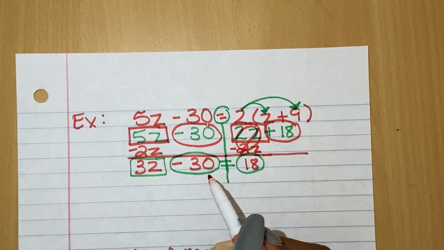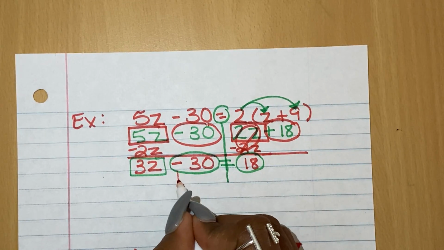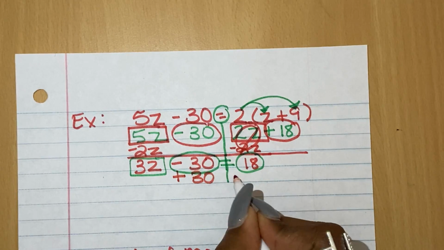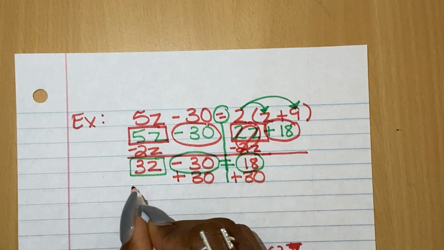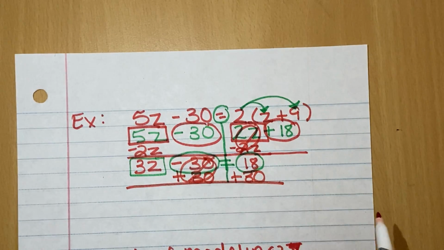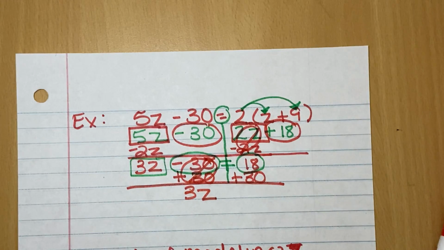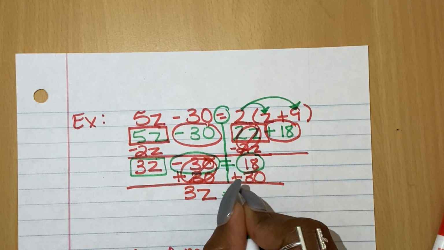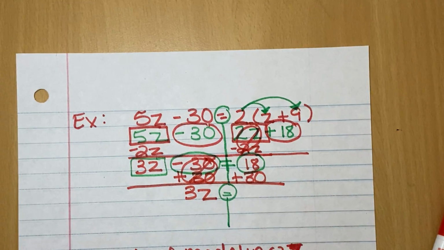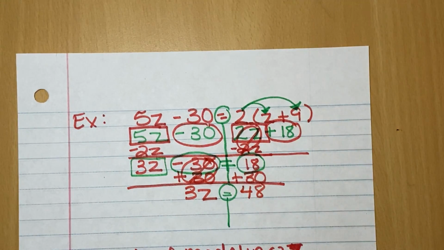Let's handle the minus 30 first. The inverse operation of subtraction is addition. I'm going to add 30 on both sides. Negative 30 plus 30 is 0. You're left with 3z on the left side of the equal sign. 18 plus 30 is 48. So you have 48 on the right side of the equal sign.